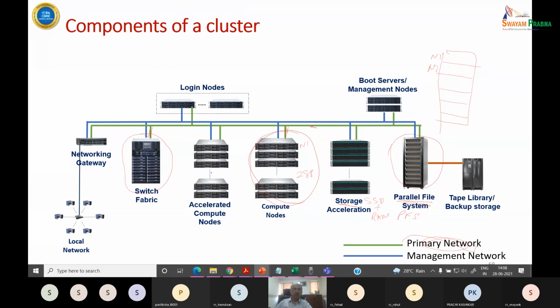Similarly, this is called compute acceleration. So what do they contain? They contain GPU. I will explain what a GPU is before we end this session. So this can do vector processing. I will explain that when we talk about GPU.